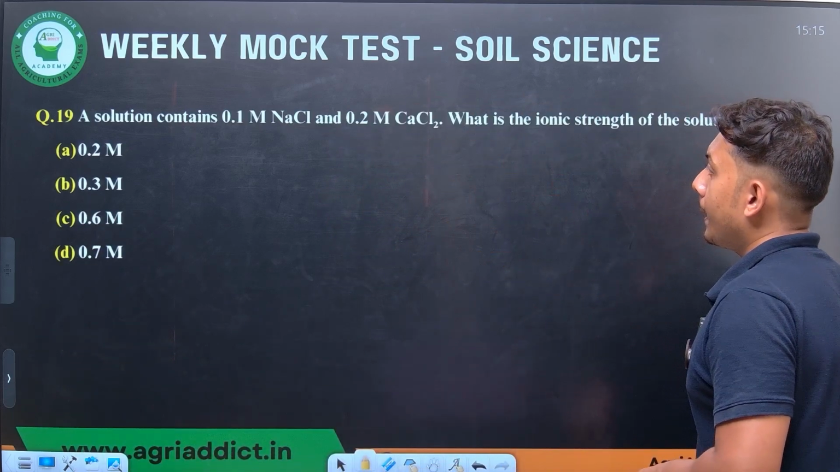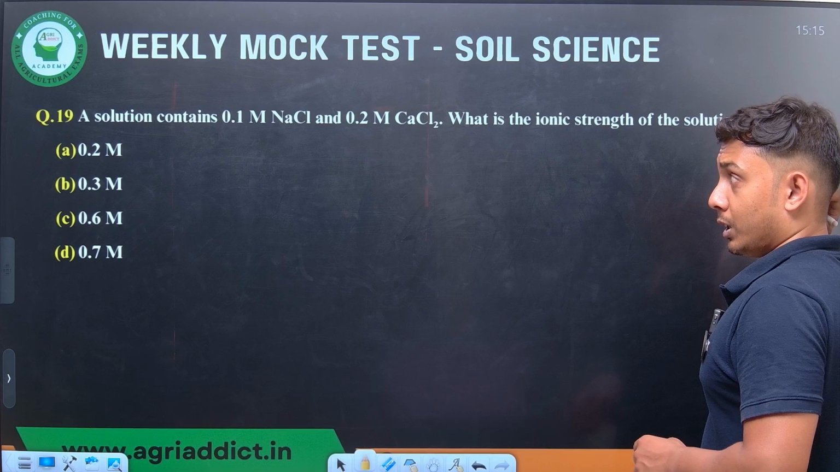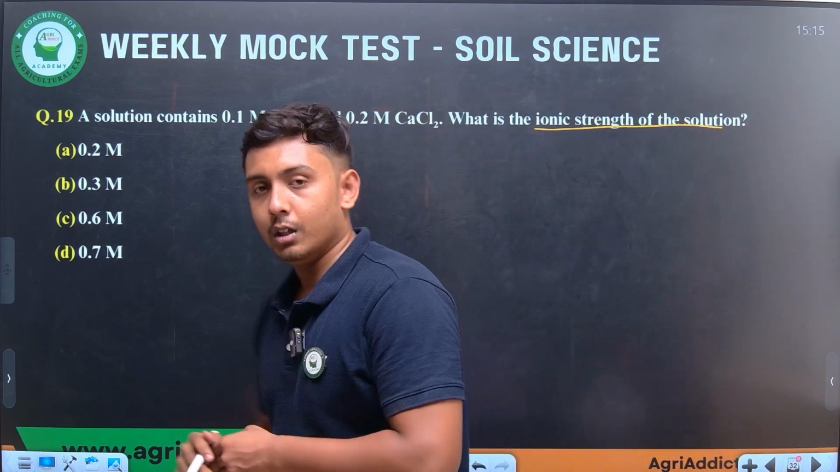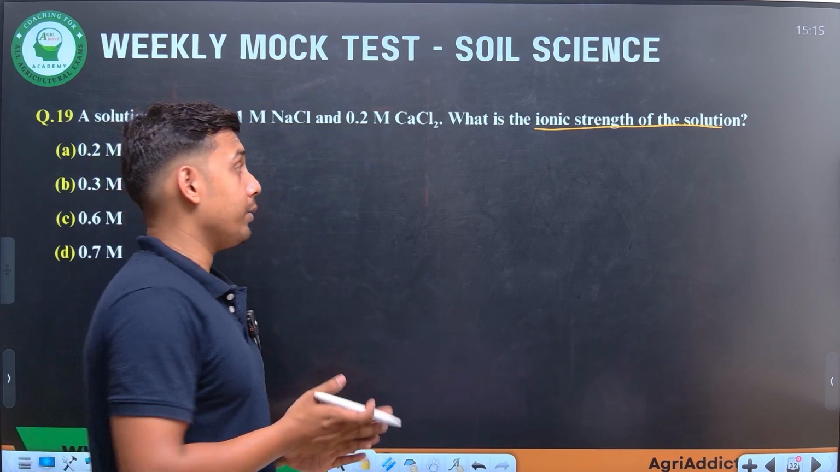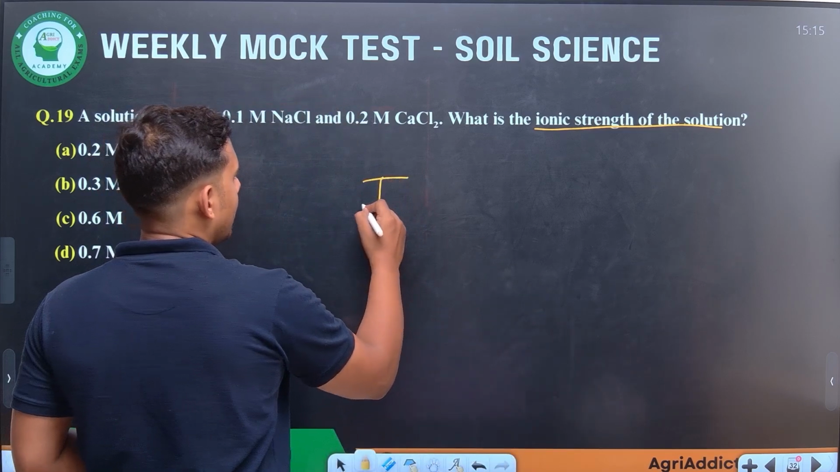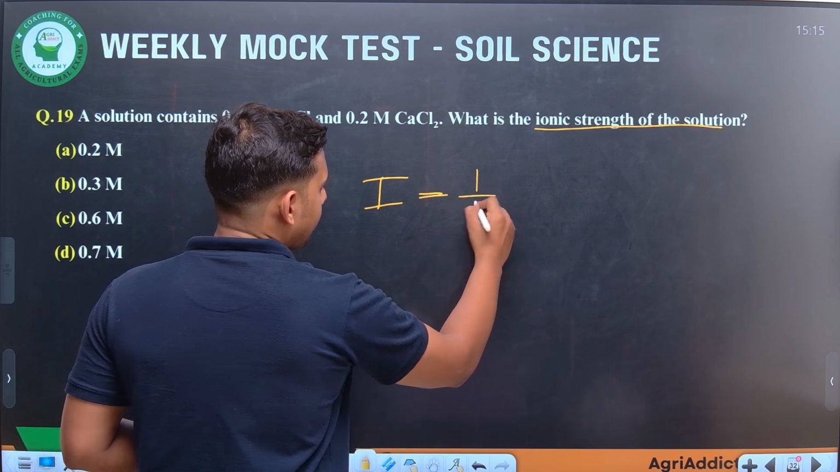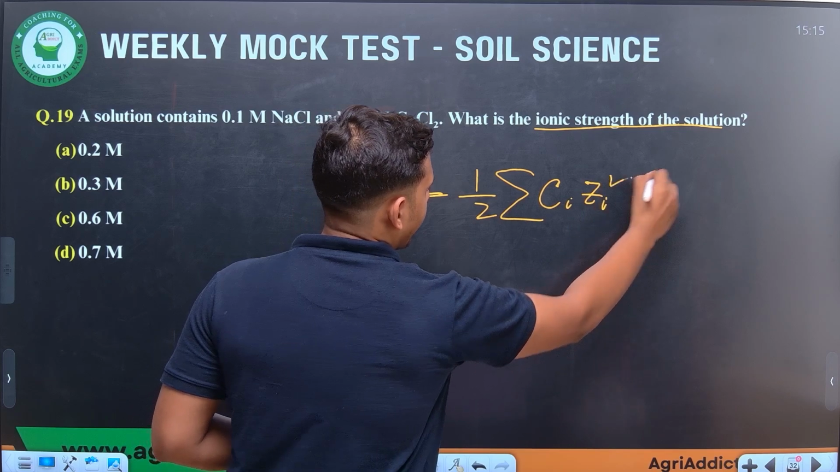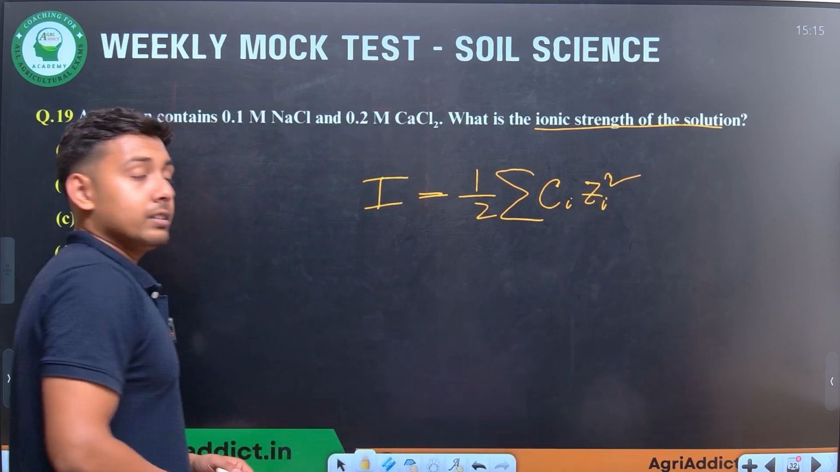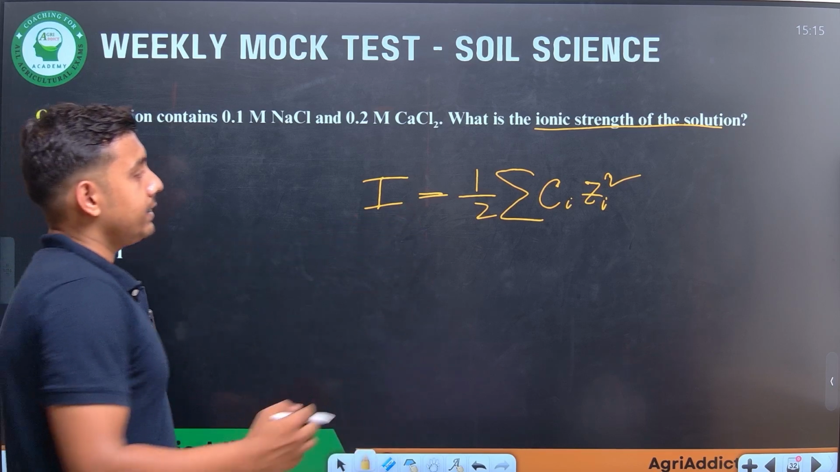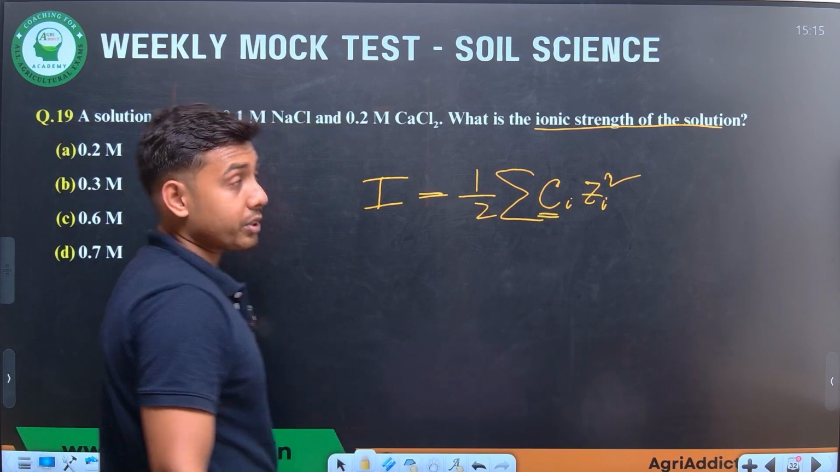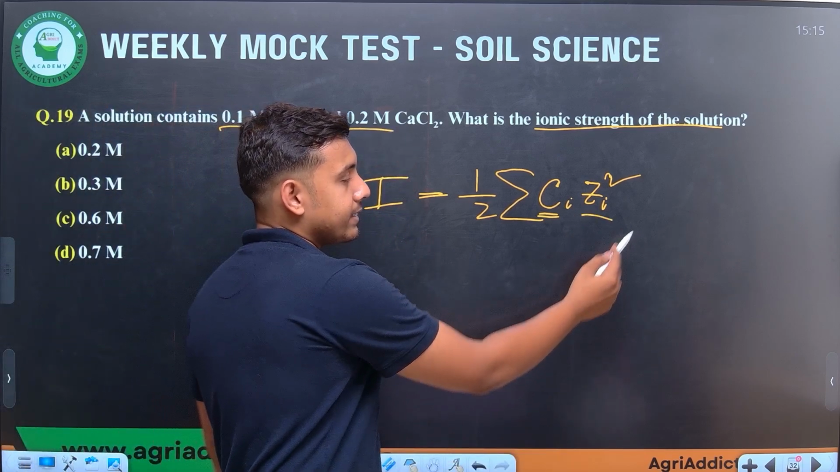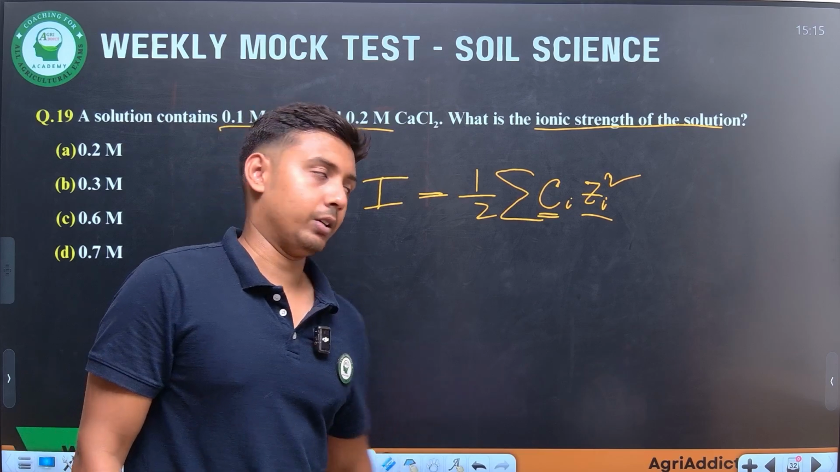Next, a solution contains 0.1 molar sodium chloride and 0.2 molar calcium chloride. What will be the ionic strength of the solution? First we have to know the formula of ionic strength. Ionic strength is half the summation of Ci Zi squared. This is the formula. What is C? C is the strength or concentration, like 0.1 molar, 0.2 molar. What is Zi? Zi is the valency of each individual ion.